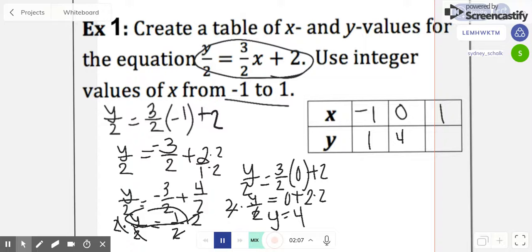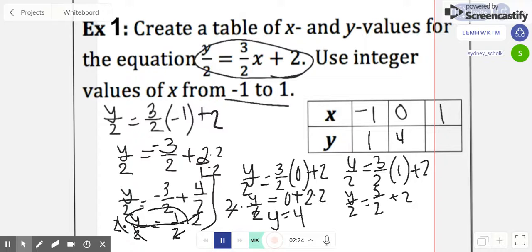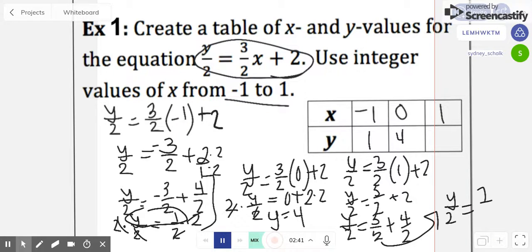Last one, we plug in 1. So we have y over 2 equals 3 halves times 1 plus 2. And we get y over 2 equals 3 halves times 1, which is just that 3 halves plus 2. Once again, we have to get that common denominator like we did over here. So we have y over 2 equals 3 halves plus 4 over 2. And then 3 halves plus 4 halves is y over 2 equals 7 halves.